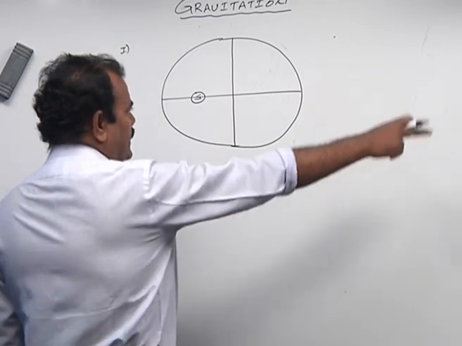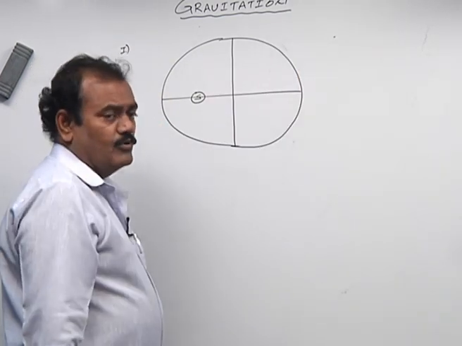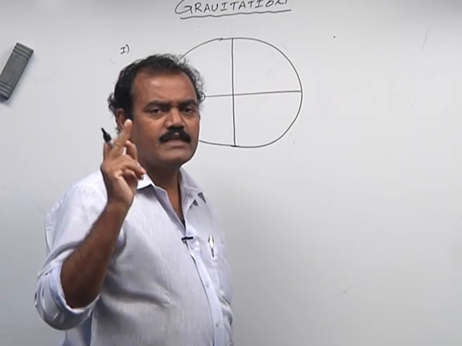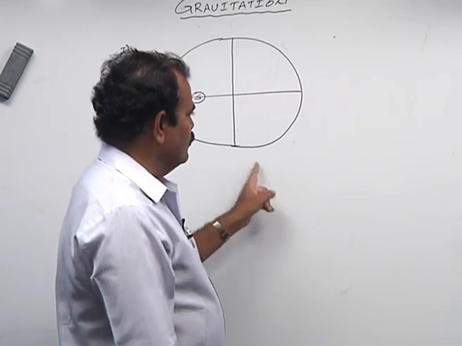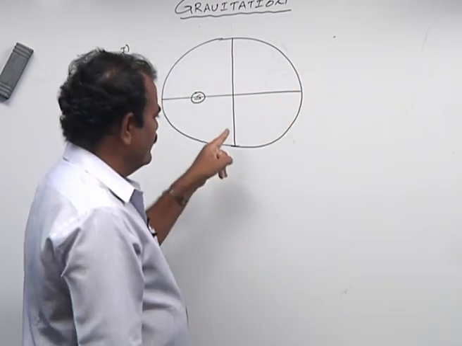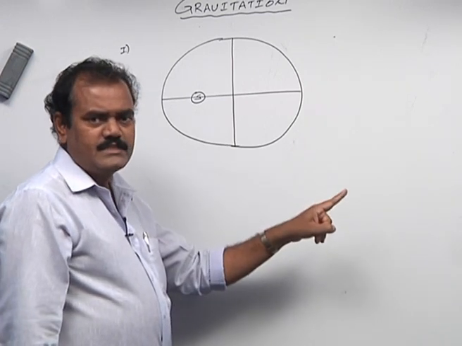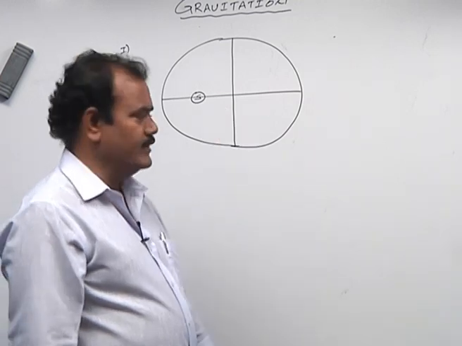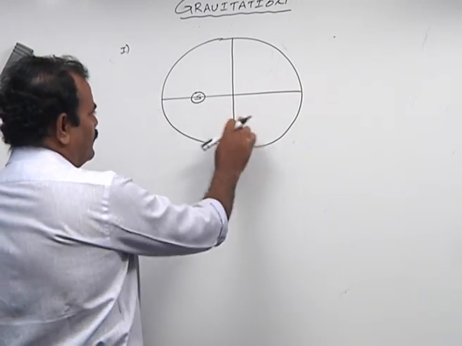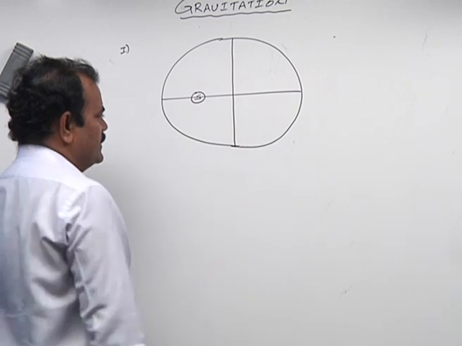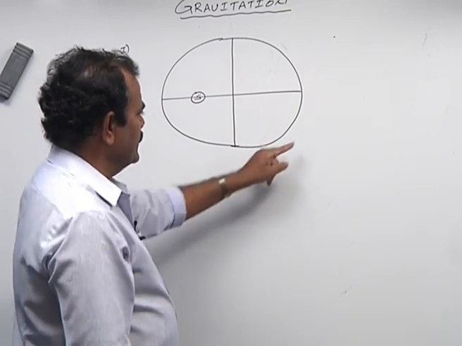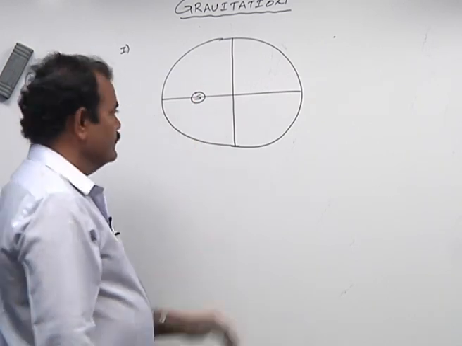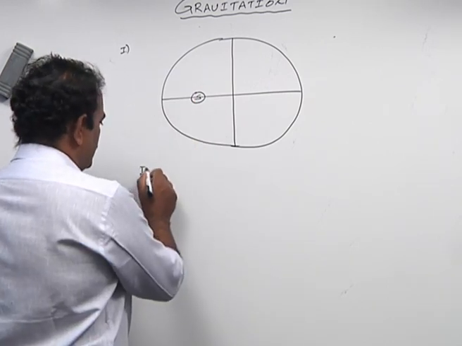Because of that, for Pluto to take a complete revolution around the sun, it takes 247 years. For us, 1 year is equivalent to 365 days, but the last planet, Pluto, takes 247 years. So the law of orbits: each and every planet rotates in an elliptical path, and the sun is at one of its foci. That is the first one cleared, and we are coming to the second one.